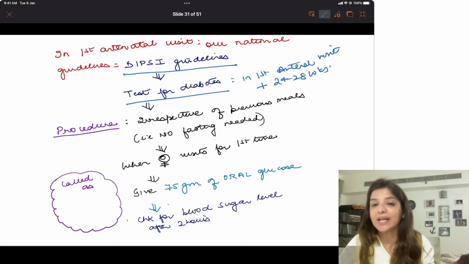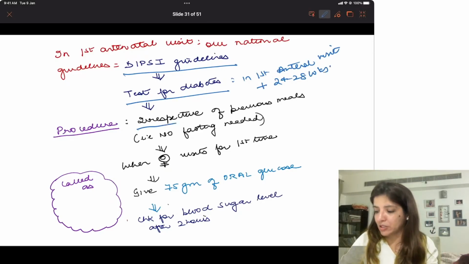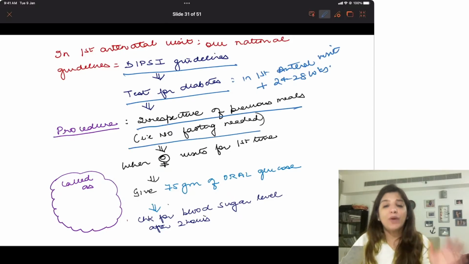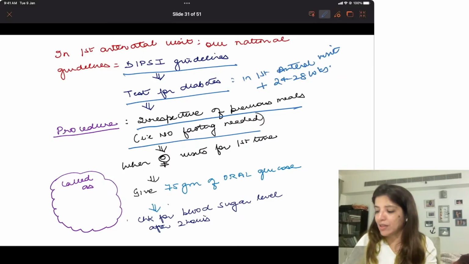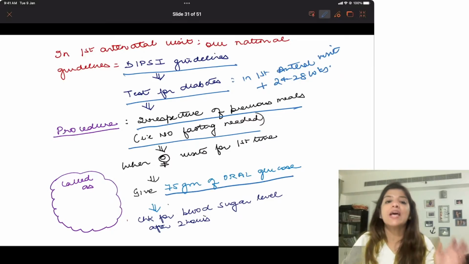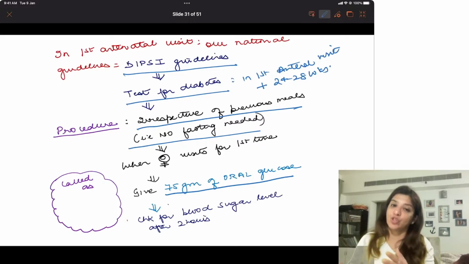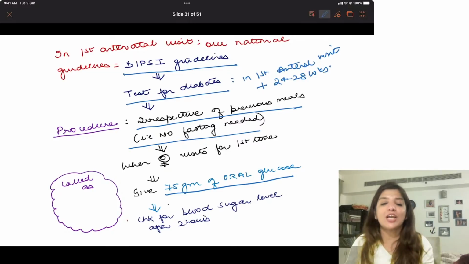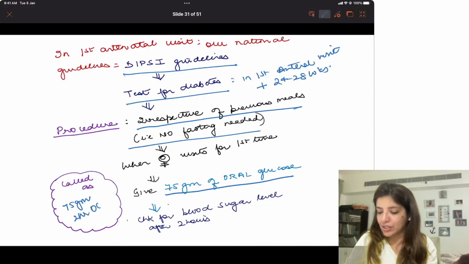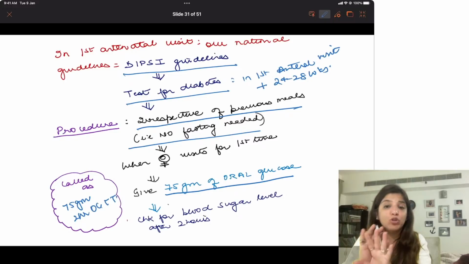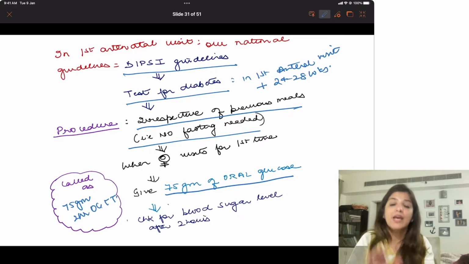Now, how do you have to do the test? Irrespective of previous meals, no fasting is needed. Whenever a pregnant female comes to you for the first antenatal visit, you give her 75 grams of oral glucose and check her blood sugar levels after 2 hours. Right? So, because you are checking her blood sugar levels after 2 hours, this is also called a 75 gram 2-hour OGTT, but the only thing is that I am not doing it in a fasting state.